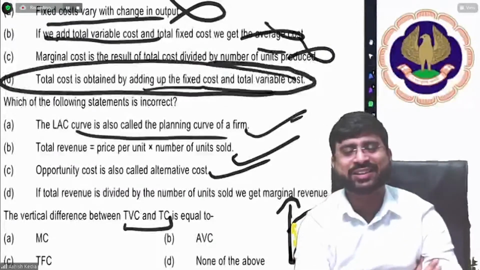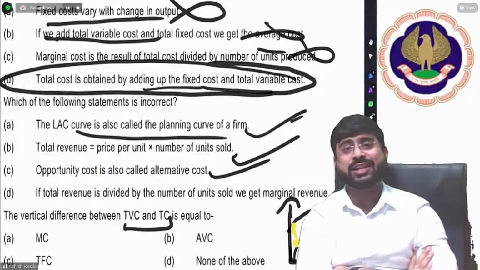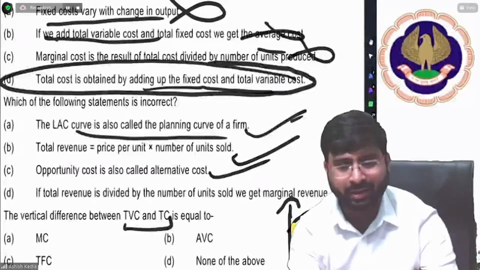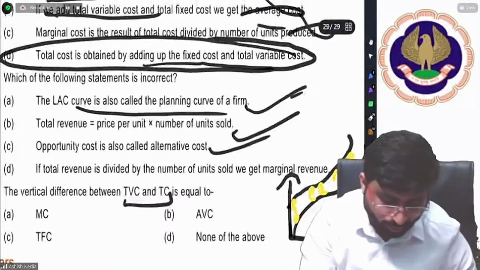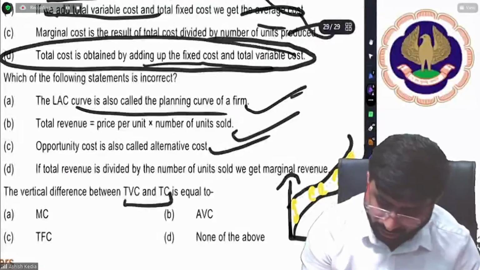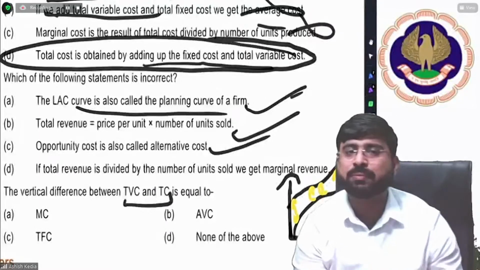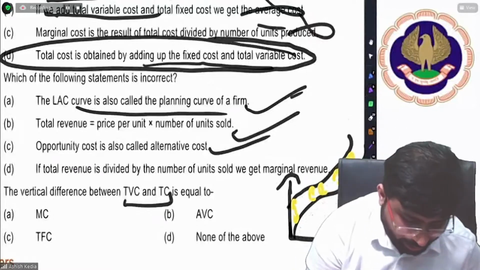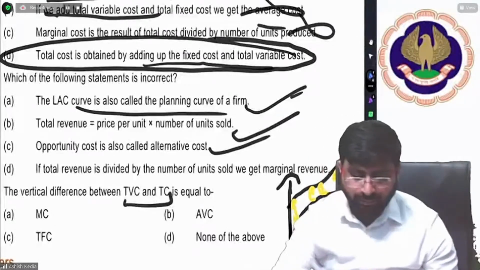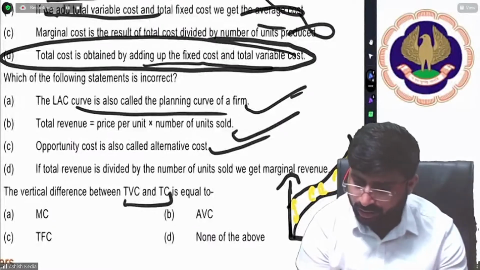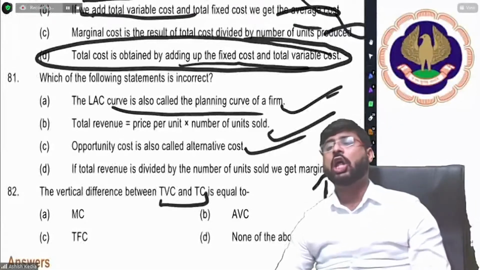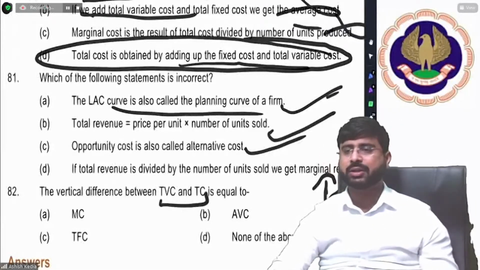You people are absolutely correct. The same way that you applied the average logic, apply it here. The answer would be total fixed cost, because the gap between the two is represented by total fixed cost only. So there is no harm in saying that the correct answer here would be total fixed cost. I hope you will remember this.